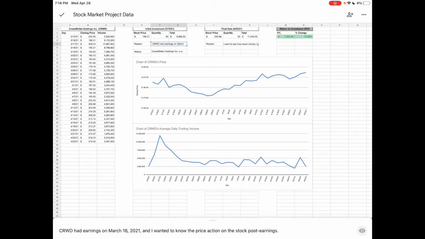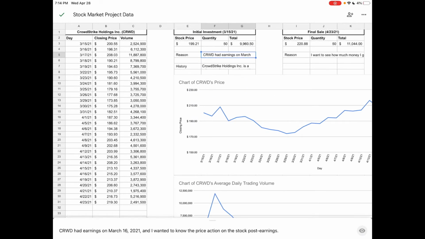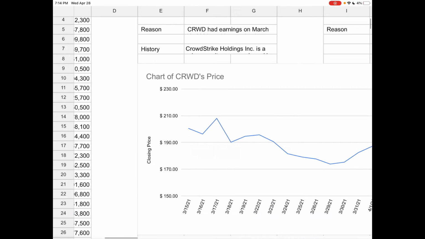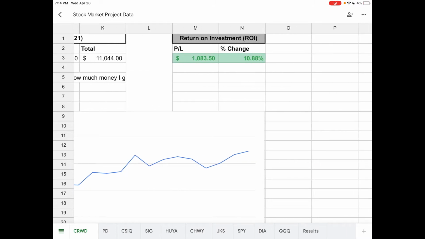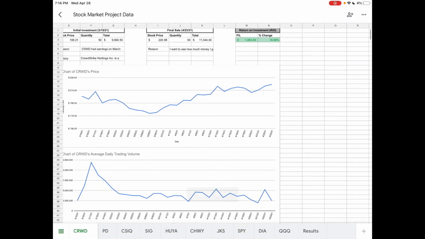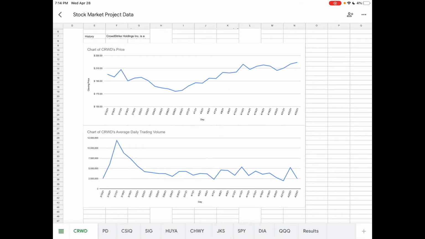And also, this is the main reason why I chose most of the stocks in my portfolio, which is to analyze the price action on the stock after its earnings release. So, on the left side of my spreadsheet, I have the data of the closing prices and average daily trading volumes that I collected from March 15th, 2021 to April 23rd, 2021. Then I have my initial investment, final sale, and return on investment, or ROI, on the stock. Below that, I have charts of the closing prices and average daily trading volumes that I recorded.